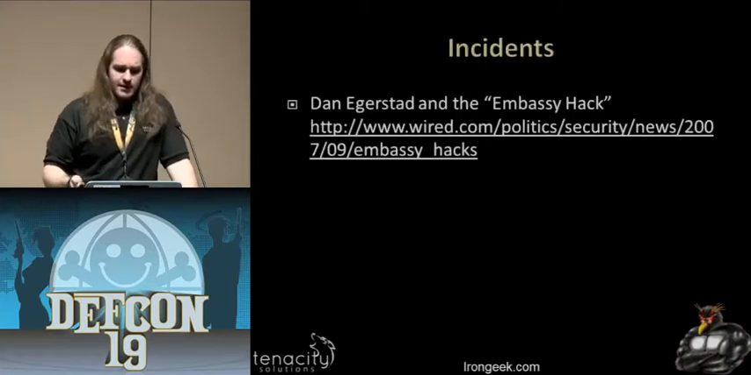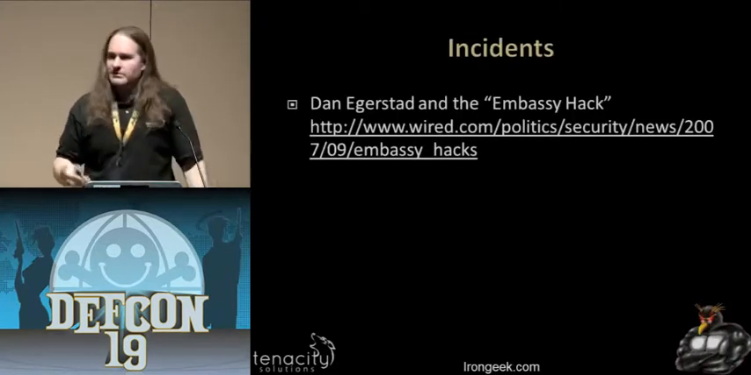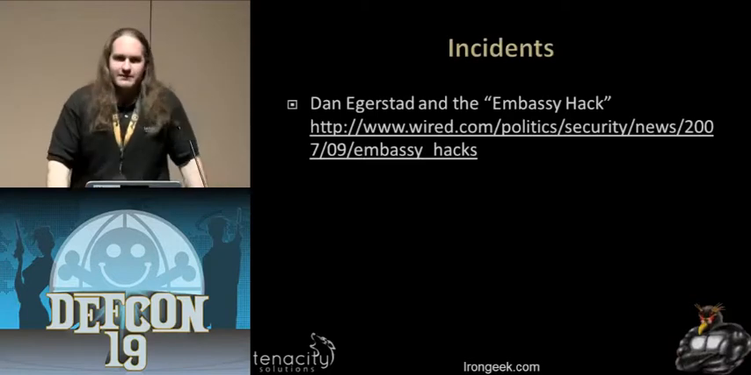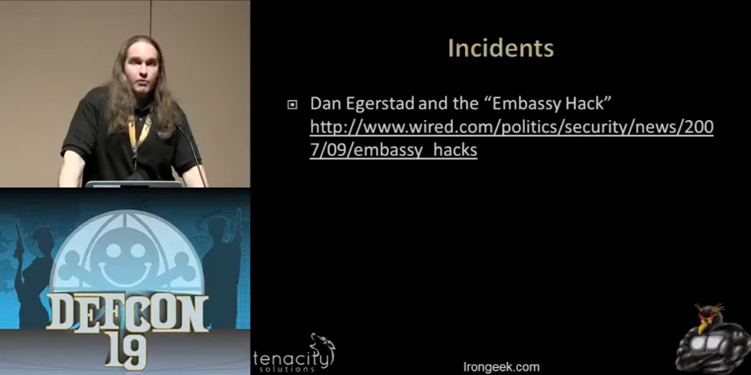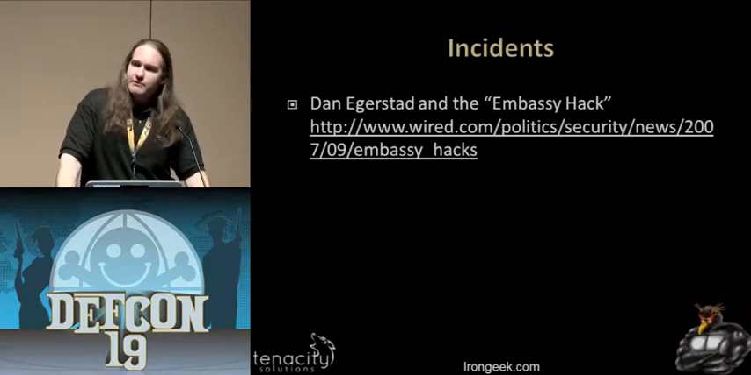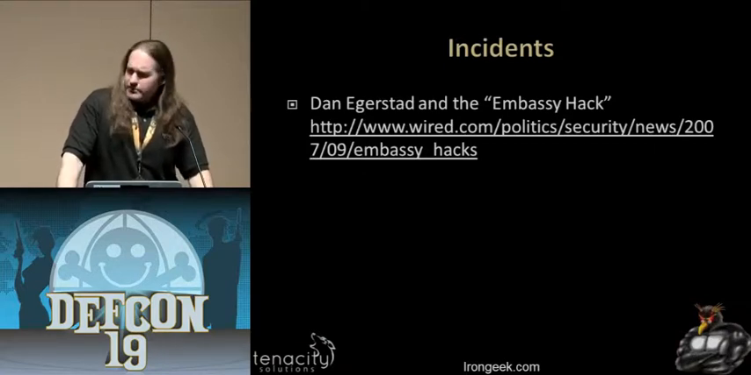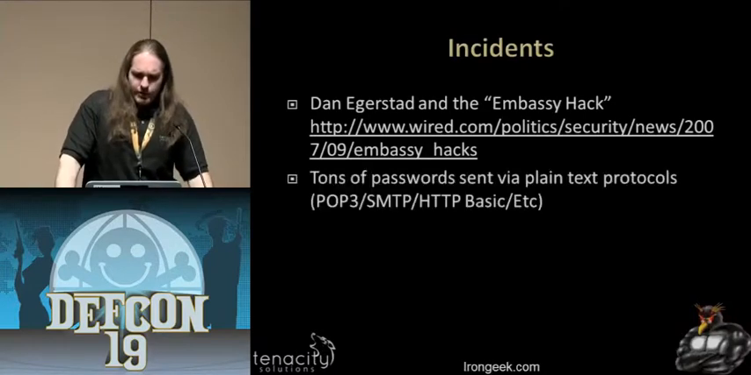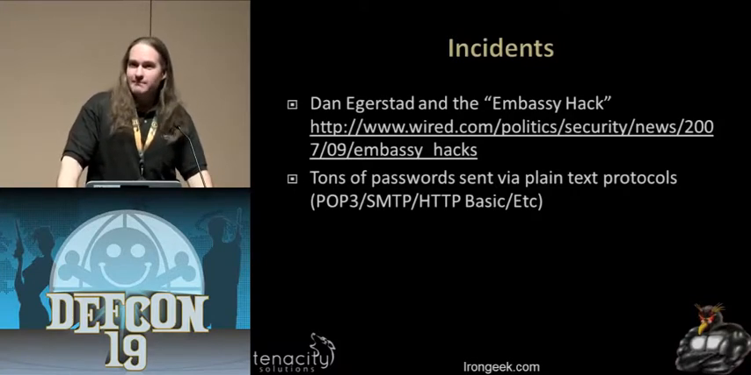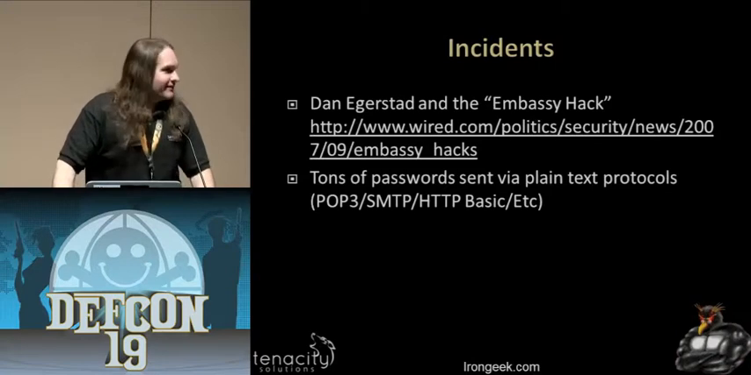A few instances: Dan Egerstad, the whole embassy hack, as it was called back in 2007. Essentially, a bunch of people who were workers at embassies were using Tor to tunnel out of the host country so they could do things anonymously. Unfortunately, the things they were doing didn't lend themselves to being particularly anonymous. Yeah, the host country may not have been able to directly spy on the communications, but when you're using POP3, SMTP, HTTP basic authentication, and other plain text protocols, the person sitting there on that exit point can sniff it. What Dan did was he set up his own exit point and started sniffing the traffic to see what was going on out there.